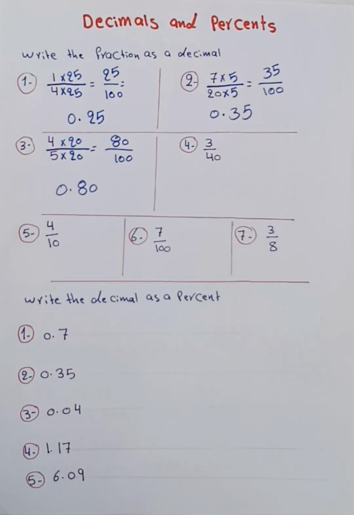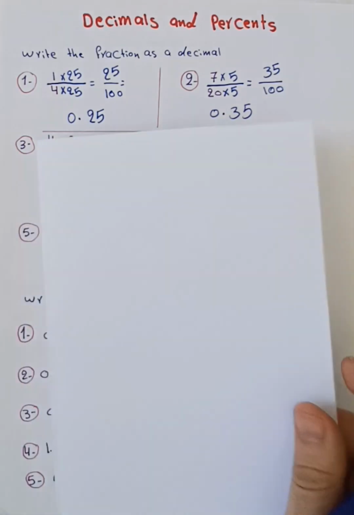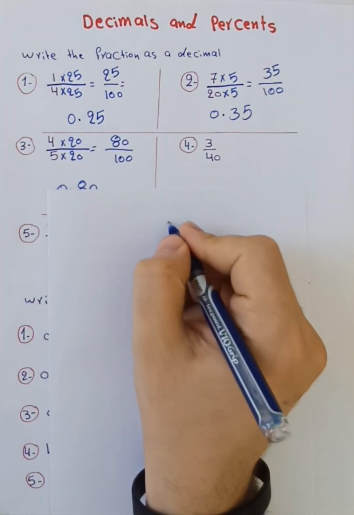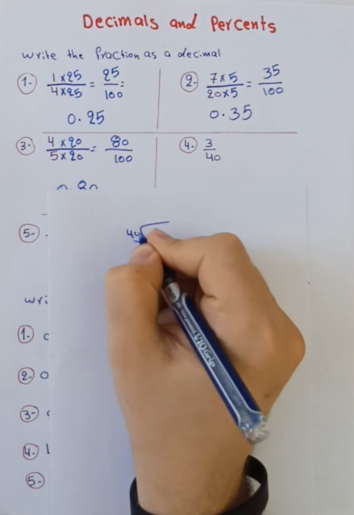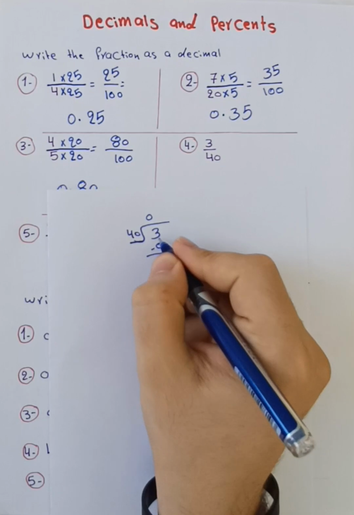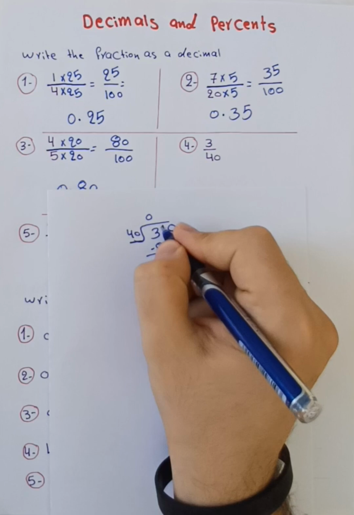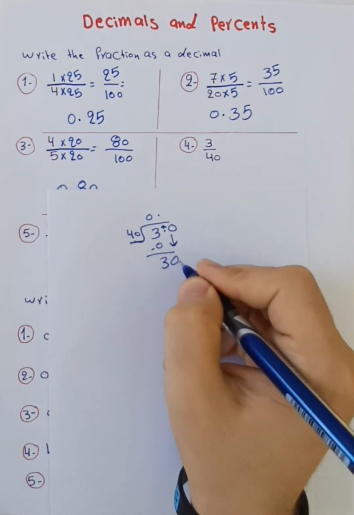Example number 4, we have 3 out of 40. 40 multiplied by any number can't give us 100 or 10 or 1000. So the only way to change this fraction to a decimal is long division. 3 divided by 40 is 0. 0 times 40 is 0. 3 minus 0 is 3. You have to write the decimal point and 0. Write the decimal point in the quotient, and bring down 0.